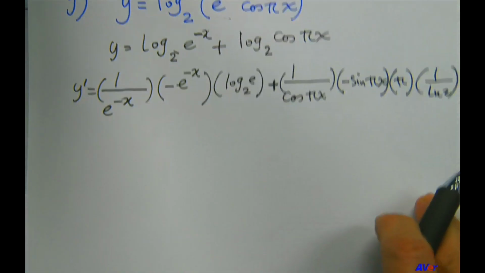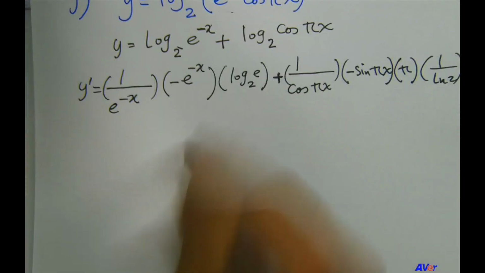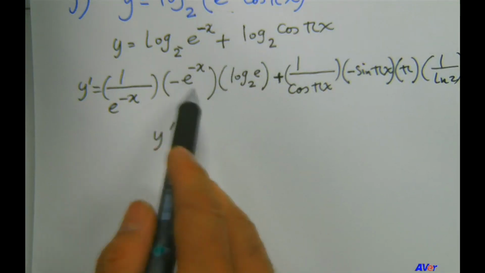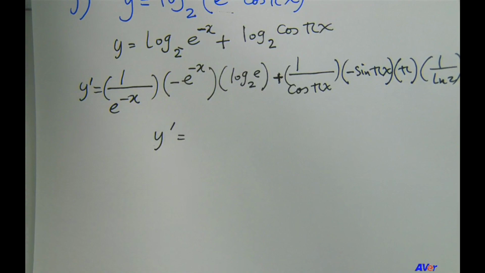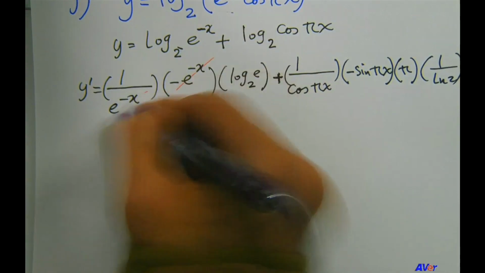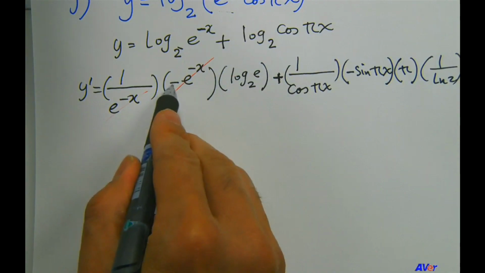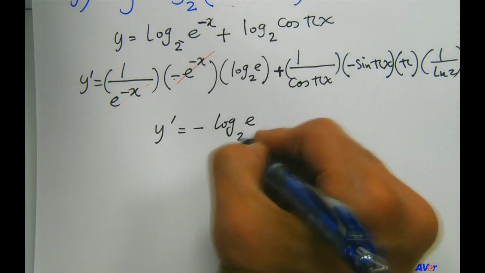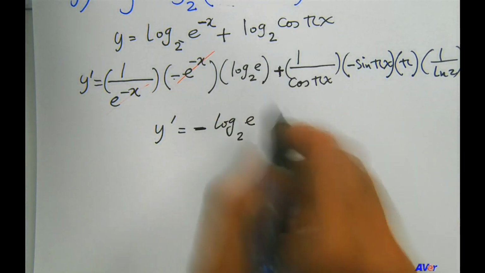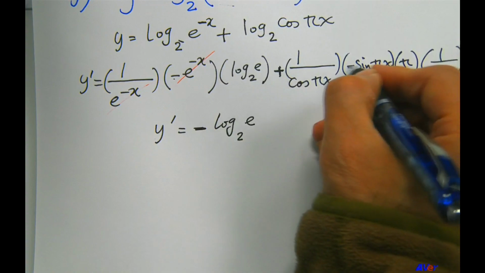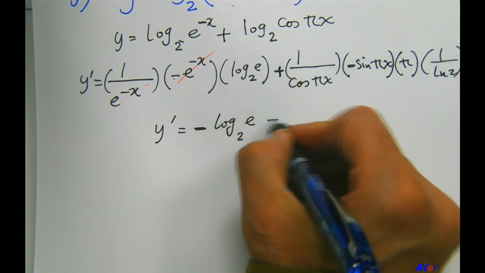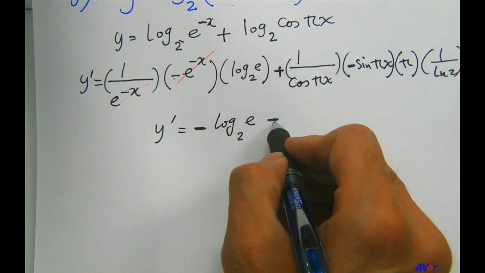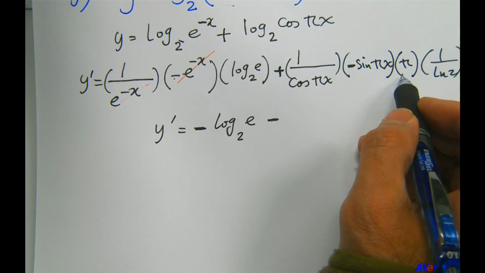Okay? Let's simplify. So we have y prime equals, well, look at that. This one and this one cancel out. We only end up with minus log e to base 2. So minus log e to base 2 plus, no, we have a minus here. So that'll change this plus to minus again. That's the only minus. It'll change this to a minus. Is there anything else we can simplify here?